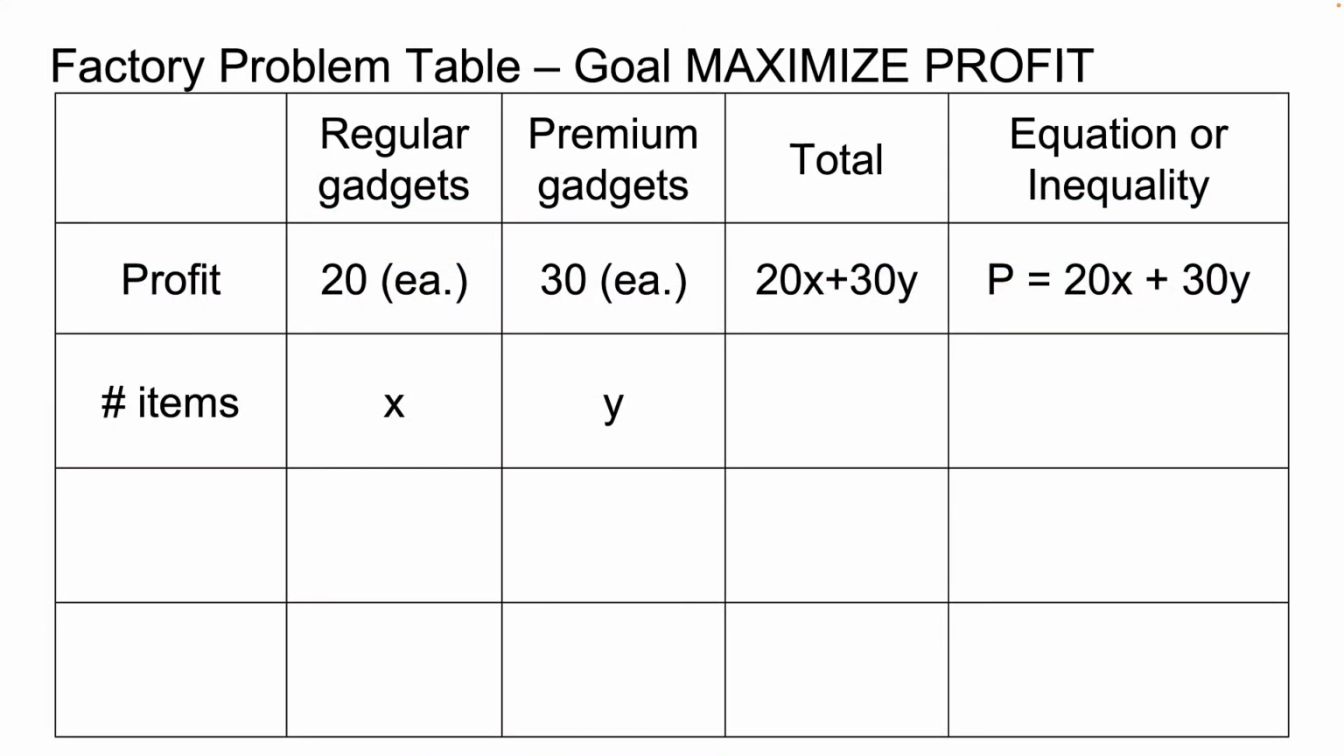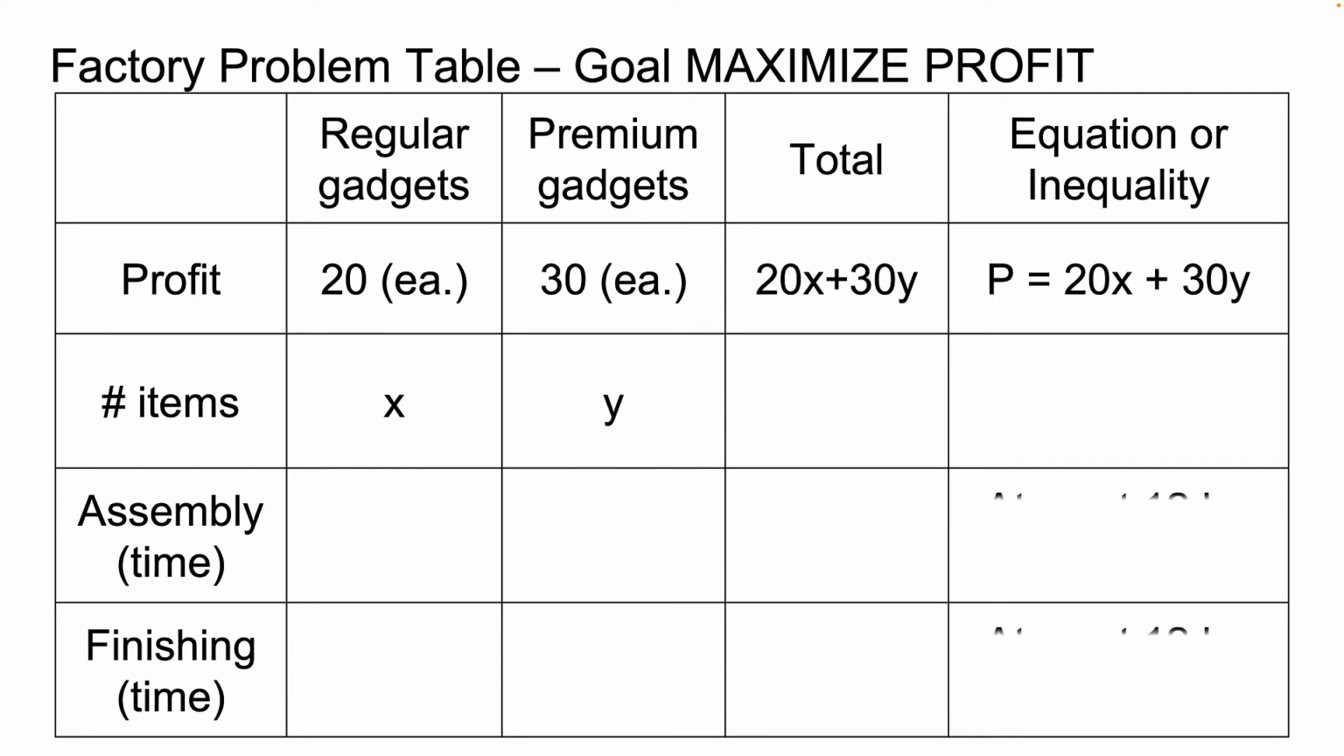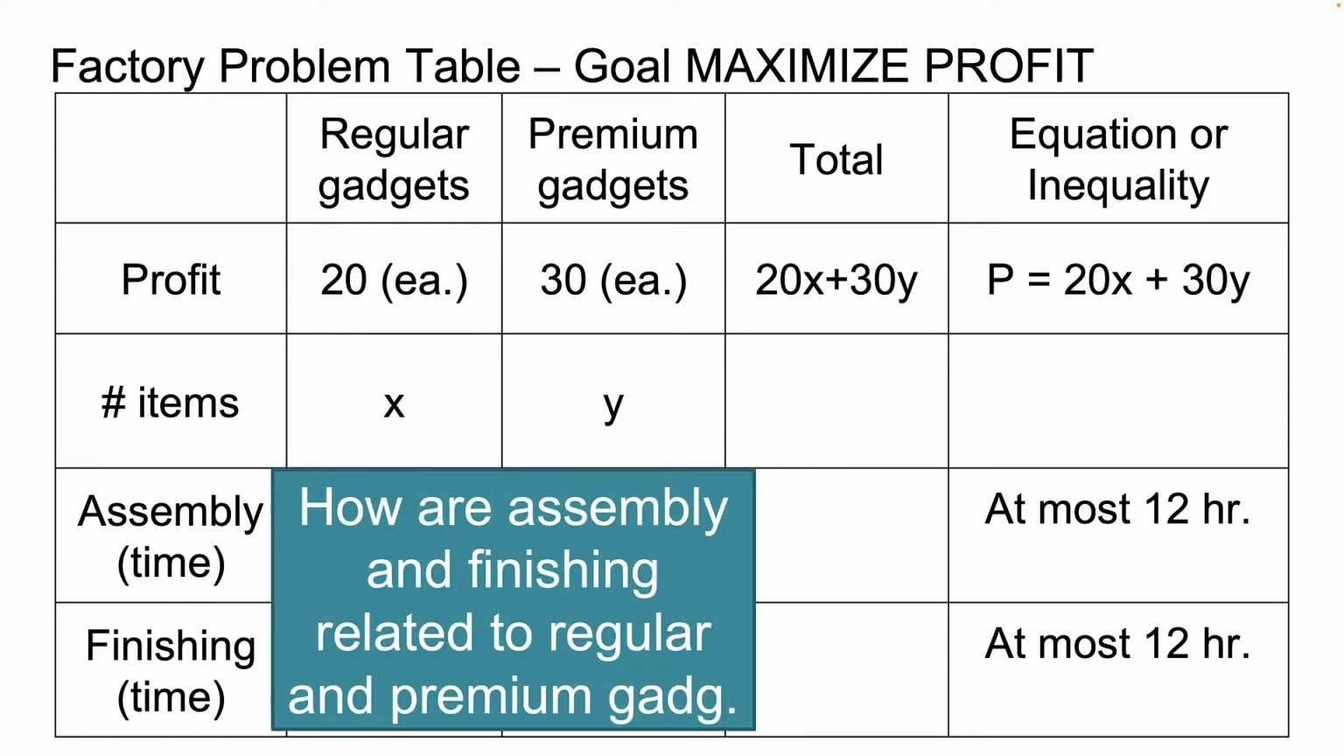So now we know that our last two rows are going to be for assembly time and finishing time. Those are our constraints. And this company has at most 12 hours for assembly and finishing time. I've written that in the last column because at most suggests the inequality. Now we want to go back to the problem to determine how our assembly and finishing relate to regular and premium gadgets.